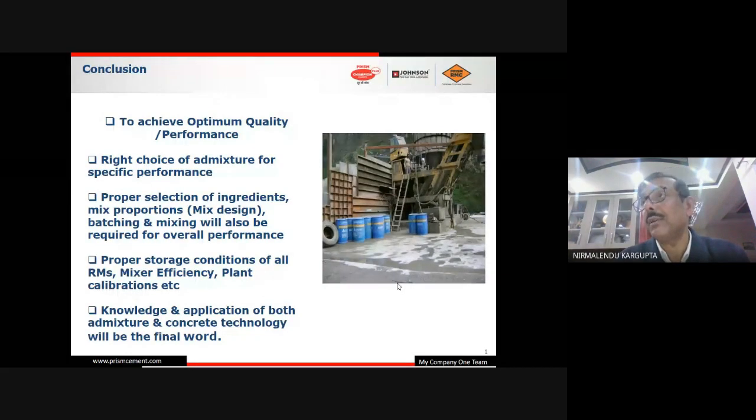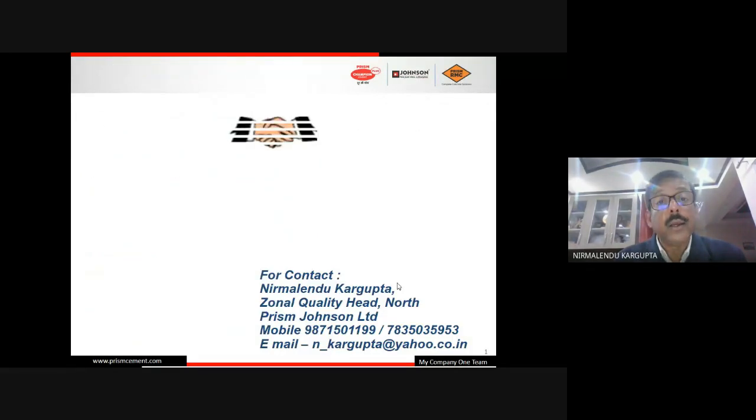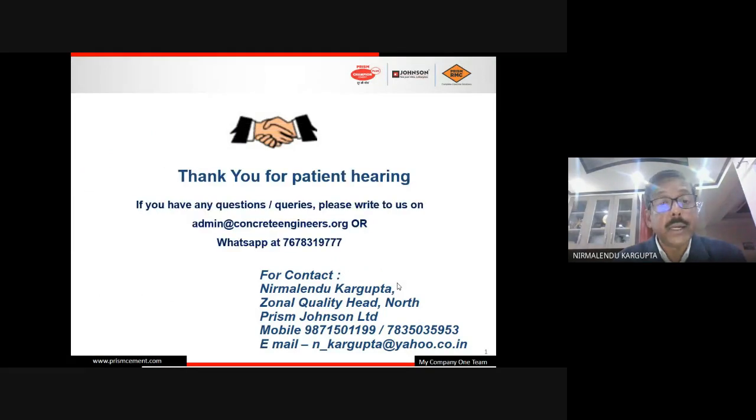Admixture and concrete technology. It's not that if concrete technology knowledge is very good, then admixture knowledge should also be gained a little, and those who have very good admixture knowledge should also gain a little concrete technology knowledge. Then only suitable compatibility can be expected, because it is not only the admixture responsible for all the incompatibility issues, there are 2 other factors also responsible. So we need to go for that, and I am concluding my presentation.